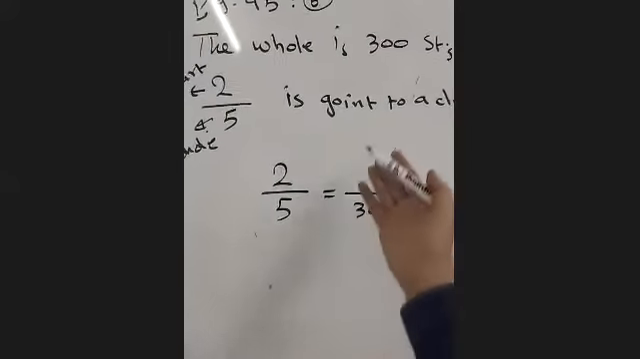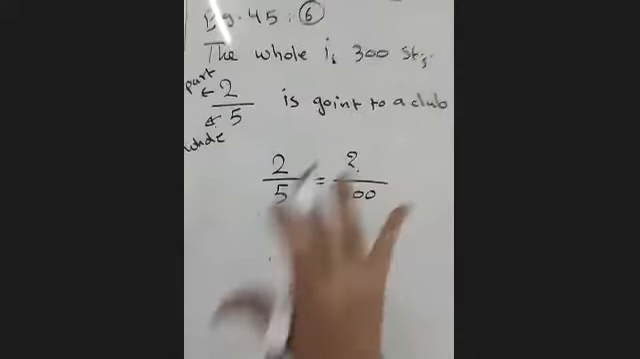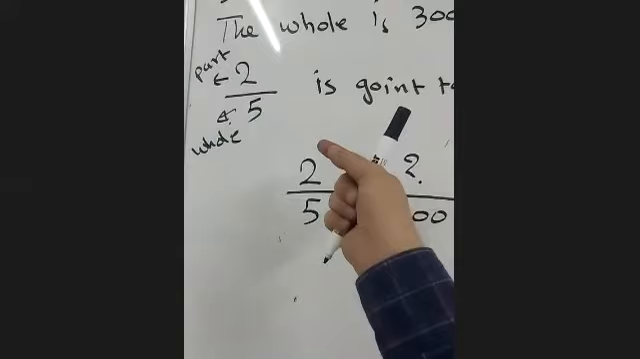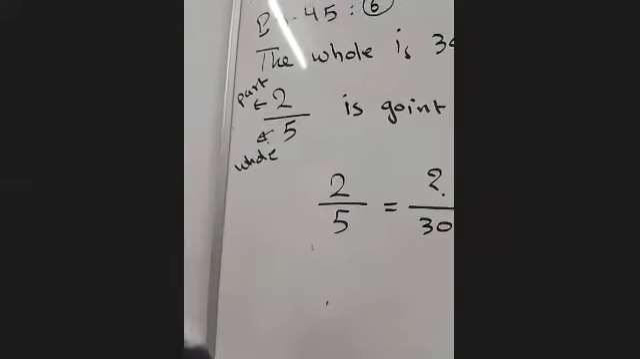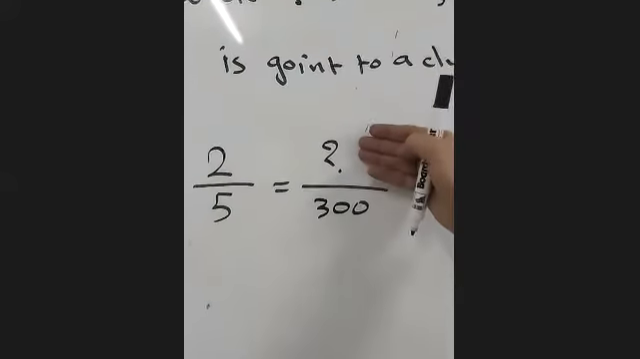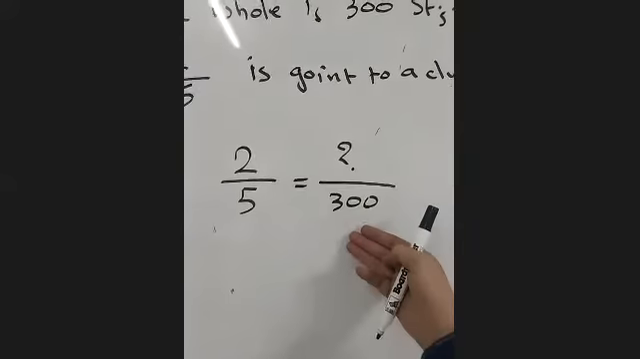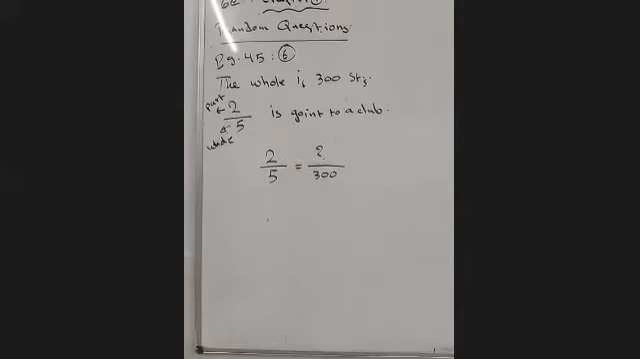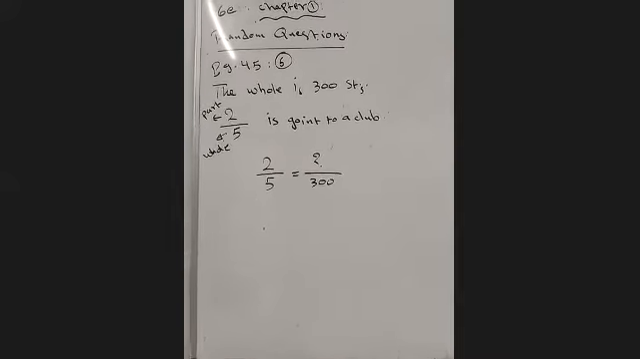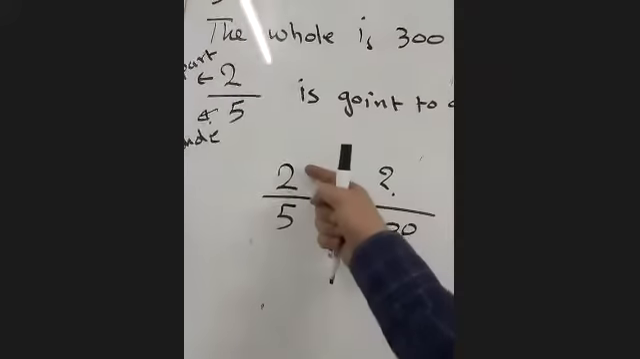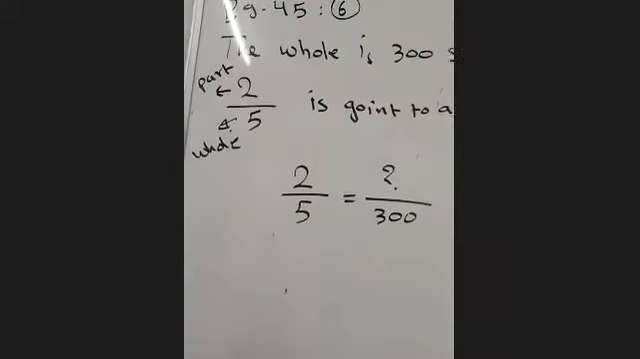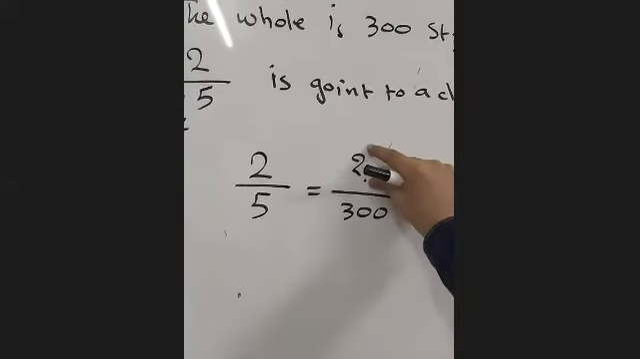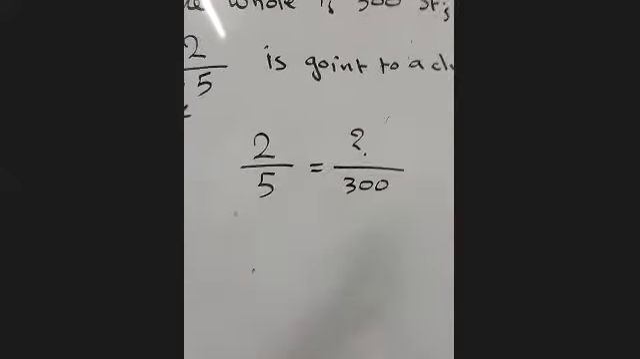300. Now here, it's a question mark. Now look at the question. If 2 out of 5 are going to the club, how much out of 300 are going to the club? Got it? Again, if 2 out of 5 are going to the club, this question mark means how much from the 300 are going to the club?